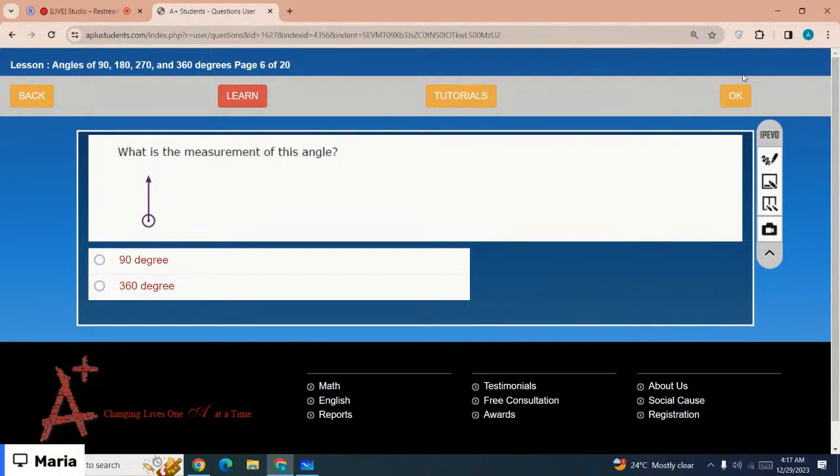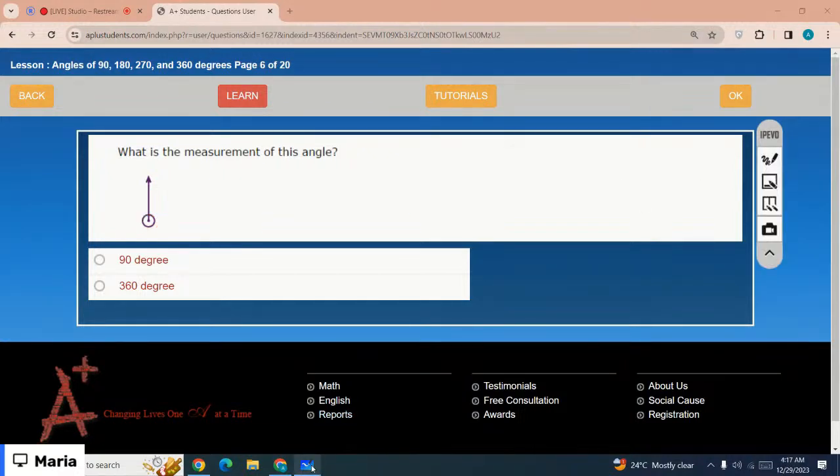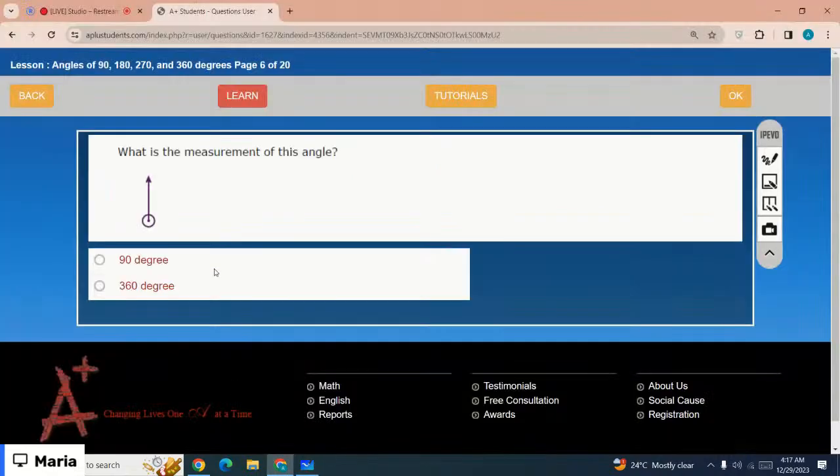What is the measurement of this angle? Which is the correct option? That is a complete one round. So for a complete one round, what angle is it? This is from here to here, a complete one round, right? When you have a complete one round, that would be 360 degrees. Very good. The correct option is 360.